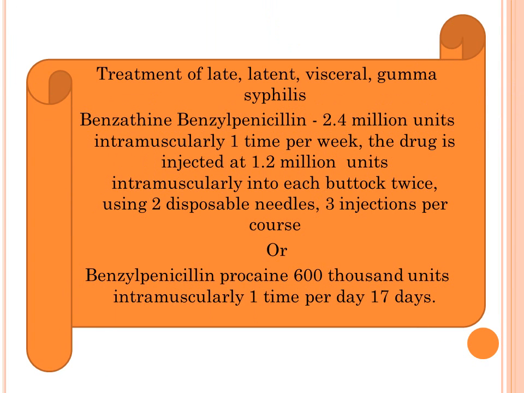Treatment of latent visceral gummatous syphilis according to the clinical protocol of the Kyrgyz Republic. Benzylpenicillin 2.4 million units intramuscularly 1 time per week. The drug is injected at 1.2 million units intramuscularly into each buttock, twice, using 2 disposable needles, 3 injections per course. Or benzylpenicillin procaine 600,000 units intramuscularly 1 time per day for 17 days.